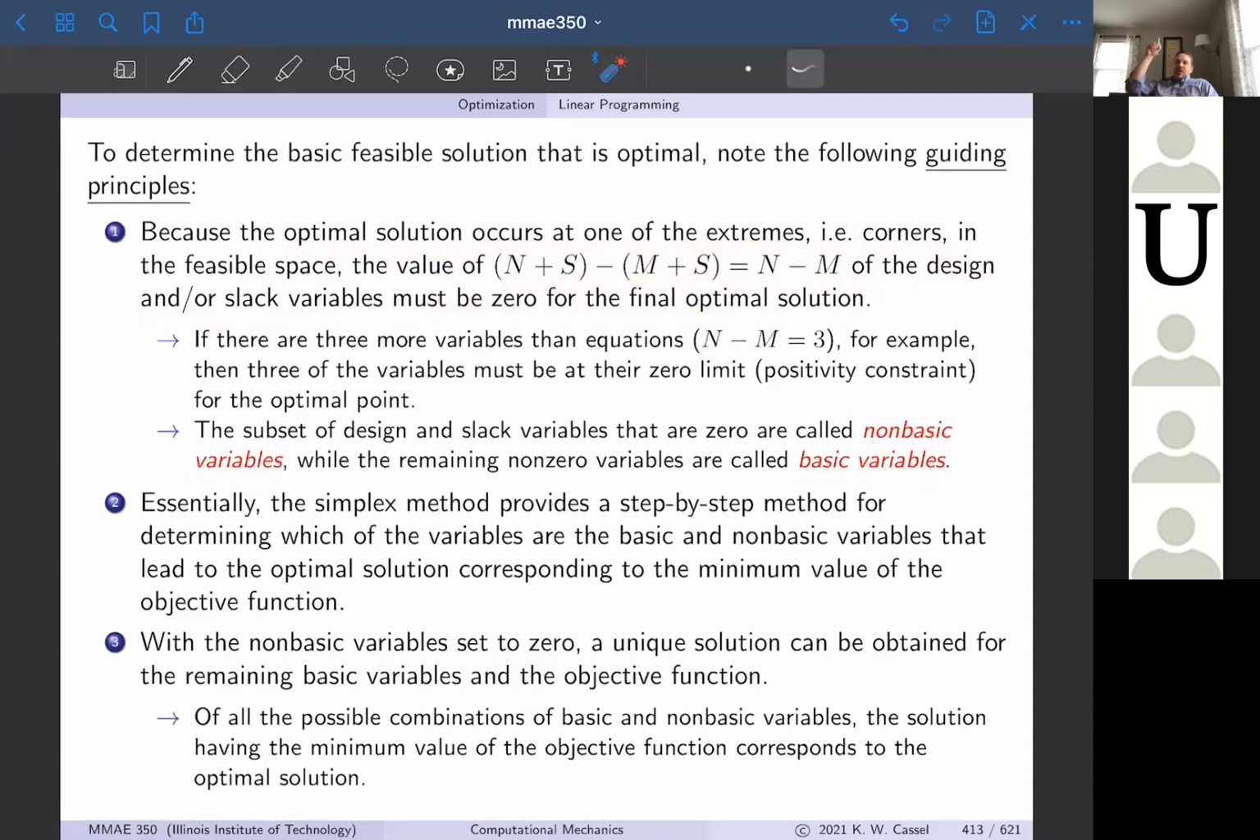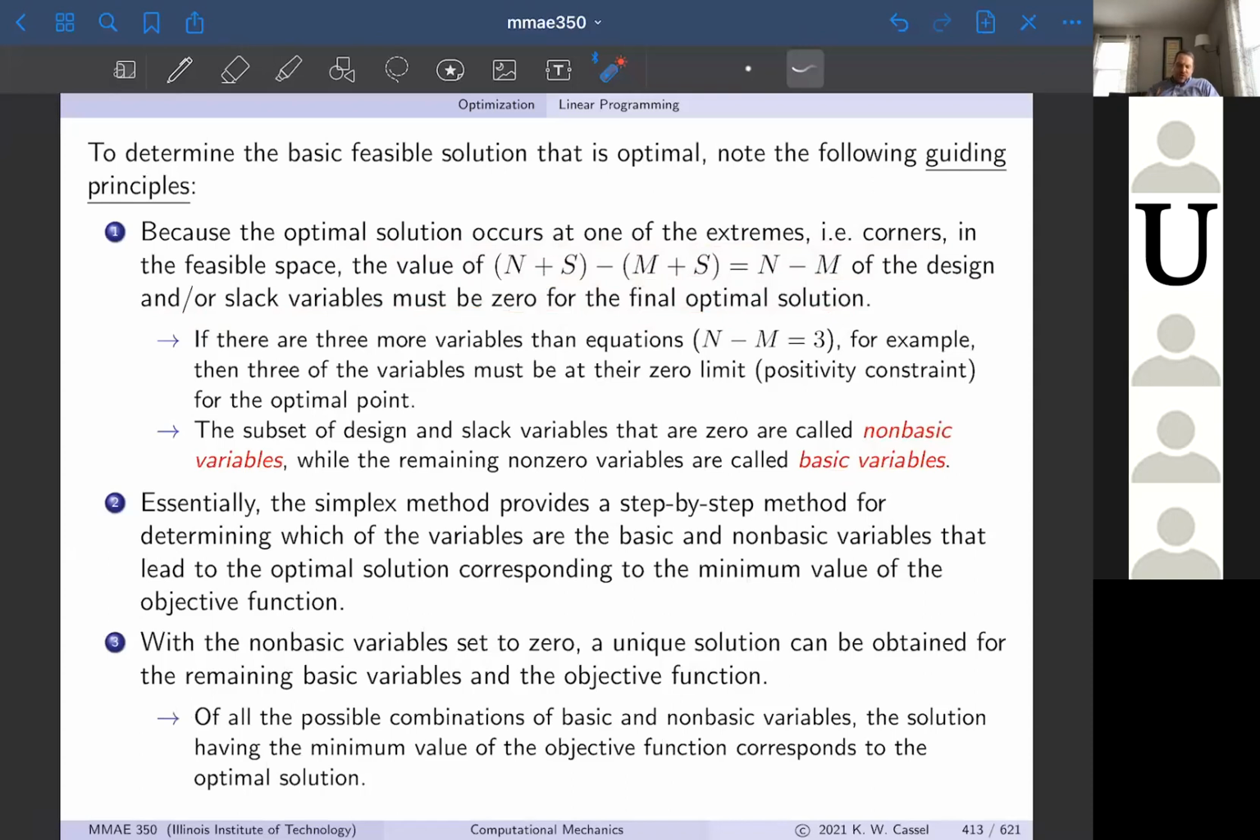The remaining ones are called, I told you last time, there's lots of jargon. So in other words, at each corner, you have all of your design variables and all of your slack variables, and they each have a value at each corner of the feasible space. The point here is that we know ahead of time that a certain number of those variables is going to be 0 at a given vertex, at a given corner. It won't be the same variables at each corner, but at each corner, there will be a known number of variables that are 0.